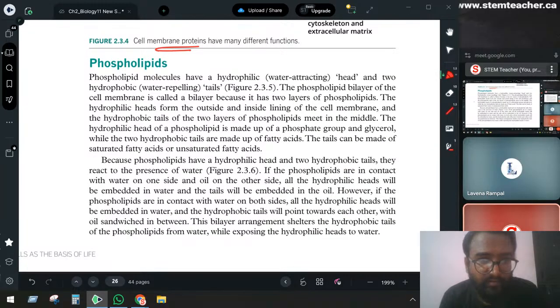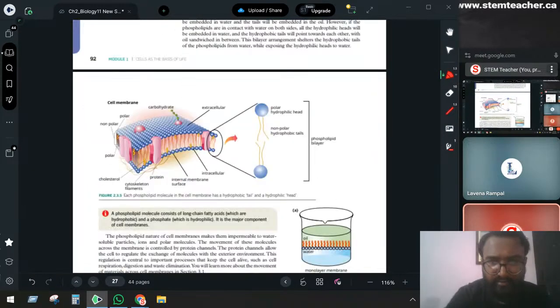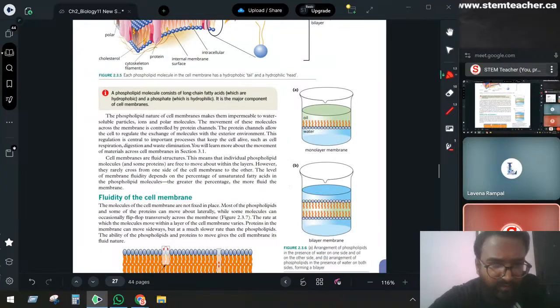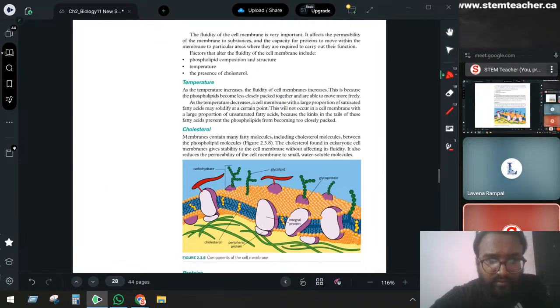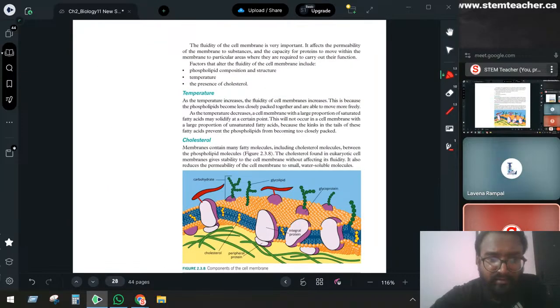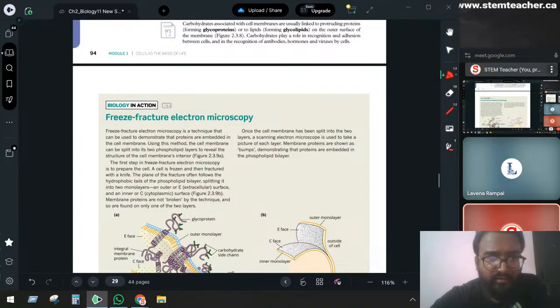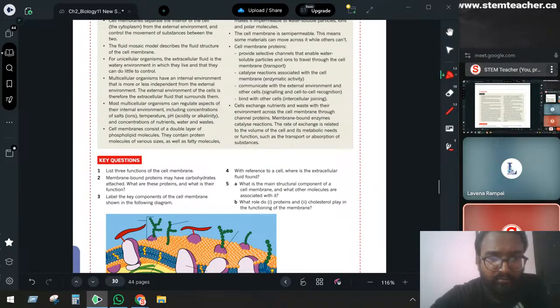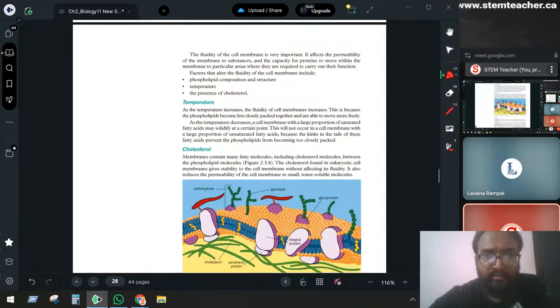Phospholipids. Phospholipid molecules have a hydrophilic, water-attracting head and two hydrophobic tails. Wait a second. This is the entire thing, everything is the same. Just let me go a little bit inside. Fluidity of the cell membrane, and everything will continue. Temperature, the outside. We learn each and everything. With the temperature, whatever the outer body, inner body variations are there. Protein processing, carbohydrates. Okay, let me go with the next class. I will try to review a little bit and explain in more detail.